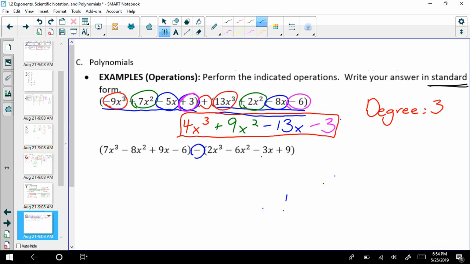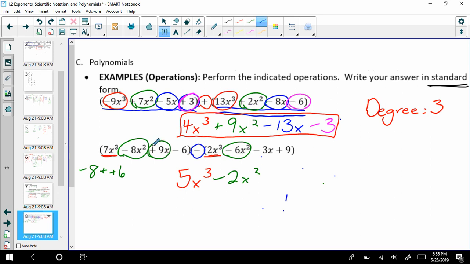This time, notice I want to subtract. So let's start with my cubed terms. So 7 minus 2, 5x cubed. And now let's do the squareds. Now careful here, we have a negative 8 minus a negative 6. Negative 8 minus a negative 6. So that's really plus. So negative 2x squared.